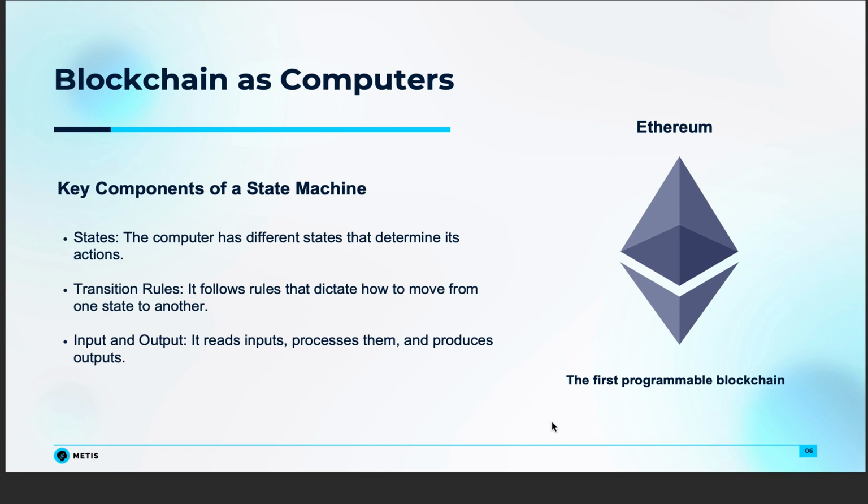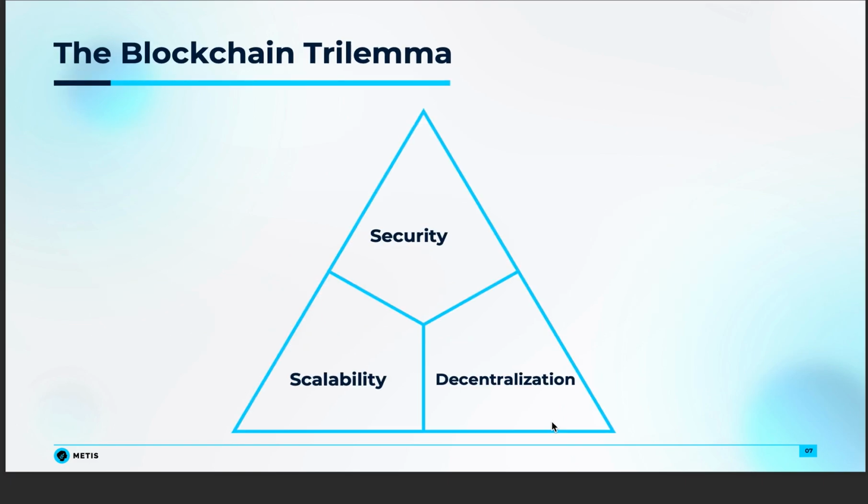Now, on this slide, Ethereum is highlighted because it's the first programmable blockchain. This is because Ethereum is the first blockchain that allowed for programmability through smart contracts. So not only can Ethereum process transactions, it can also run code that allows developers to create decentralized applications.